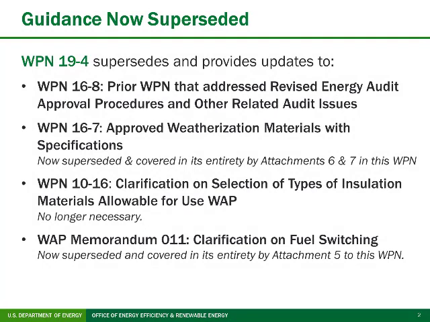WPN 19-4 consists of two parts: the official written guidance and a bundled attachment with a total of 9 separate parts. This WPN and its attachments replace WPNs 16-8, 16-7, and supersedes WPN 10-16 and WAP Memo 11. For the full version of this newly updated WPN and its attachments, please visit DOE's EERE website.